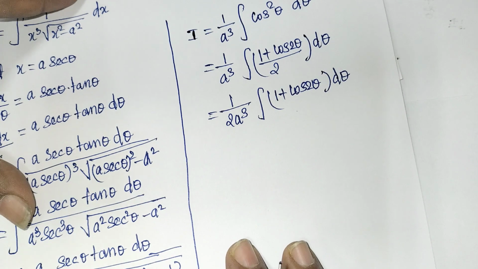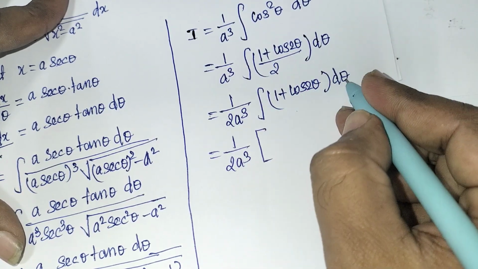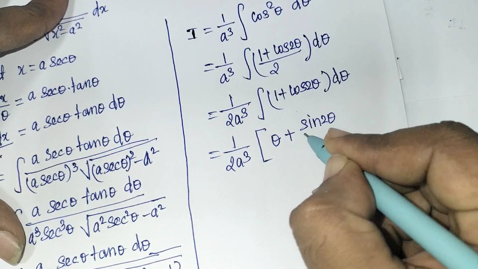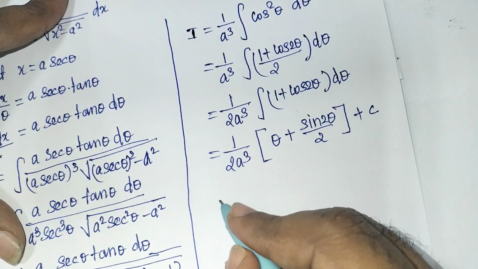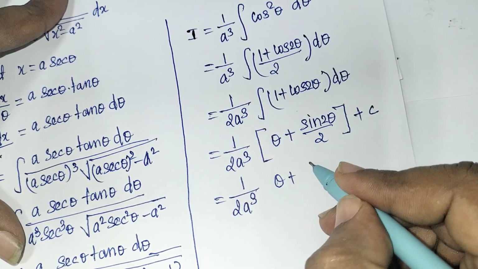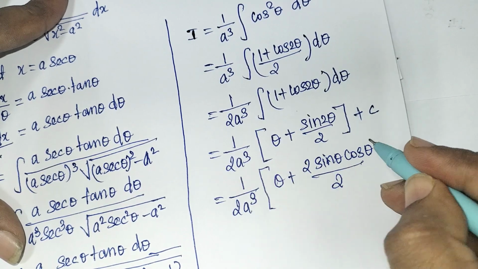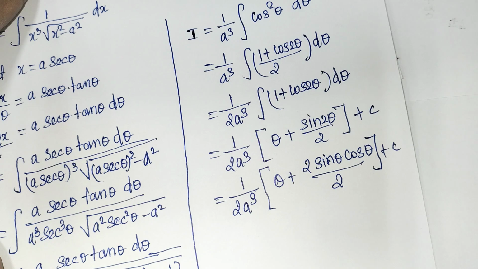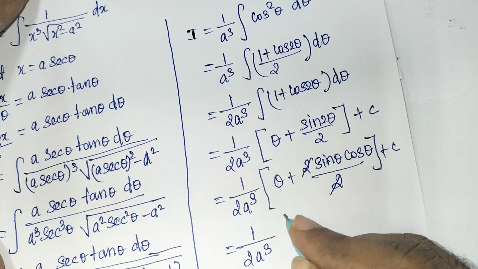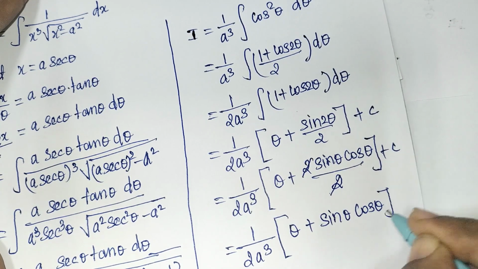Okay, so now integrate with respect to theta. 1 by 2a cube constant, here 1 theta integration is theta, and plus cos 2 theta integration is sin 2 theta divided by 2, plus c. I'll write 1 by 2 a power 3 theta plus sin 2 theta; I will write 2 into sin theta cos theta divided by 2, plus c. Then here 2 will cancel. We can write 1 divided by 2a cube into theta plus sin theta into cos theta plus c.